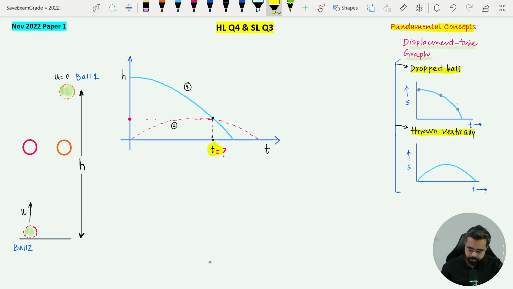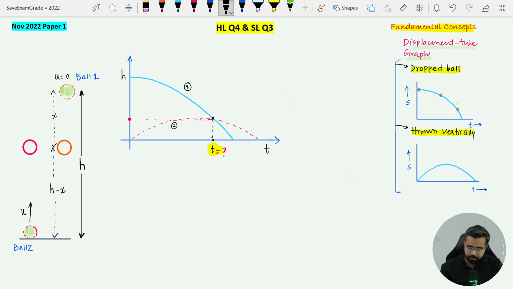At this time, ball 1, because it is dropped, has covered, let's say, the displacement x, that is a negative displacement, and the distance is x downward. So it means that this position above the ground is h minus x, which is the same for both of them. So we can apply the SUVAT equation, because this is a free fall motion and acceleration is constant.